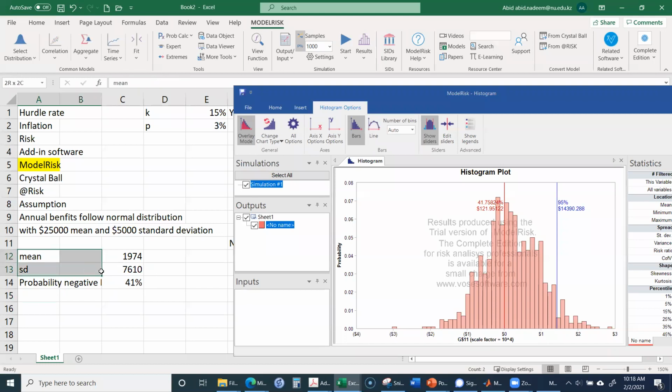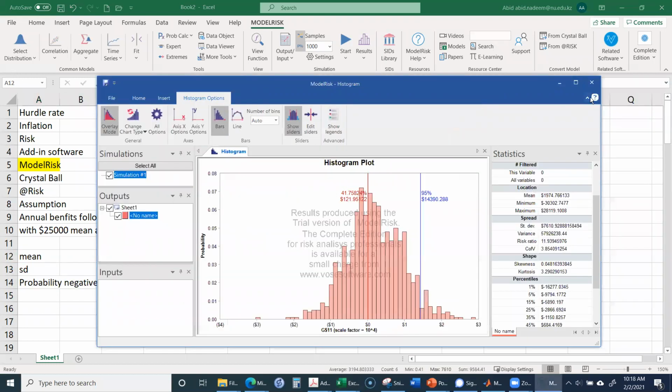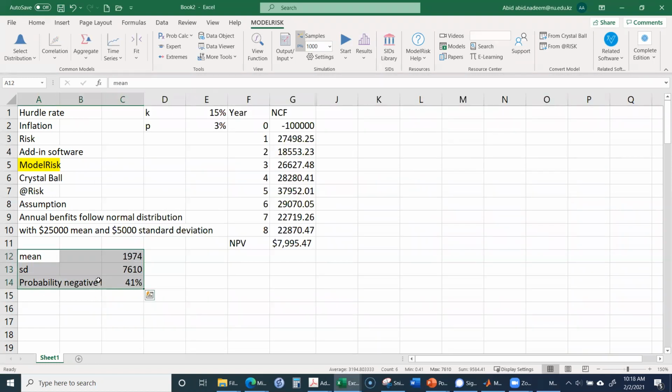So based on this data, will you accept this project? The answer is most likely no, because it is too risky. There is a 41% probability for a negative net present value, and the standard deviation is quite high as well. Although the mean net present value is positive, it can also change very easily to negative. So this is a high-risk project given this situation. So this was the result.